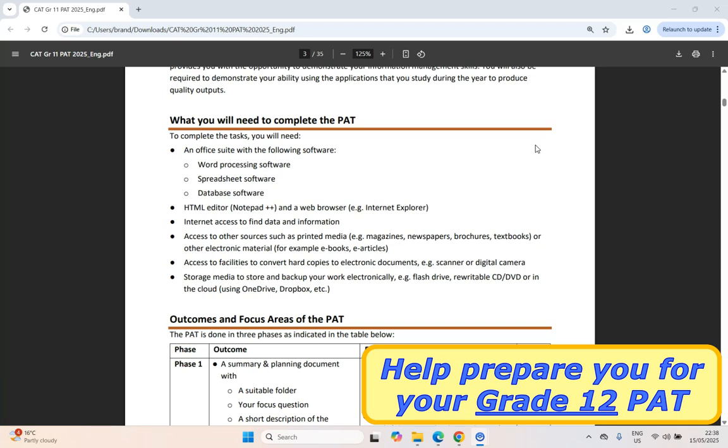So it might actually be a good idea after you've completed the PAT, maybe at the beginning of your grade 12 year, to go speak to your grade 11 CAT teacher and say, what can I do to improve? What were my weaker areas in my PAT? And then you know what to focus on. But this is going to be a really good way to get used to what to expect so that next year you can do even better in your PAT.